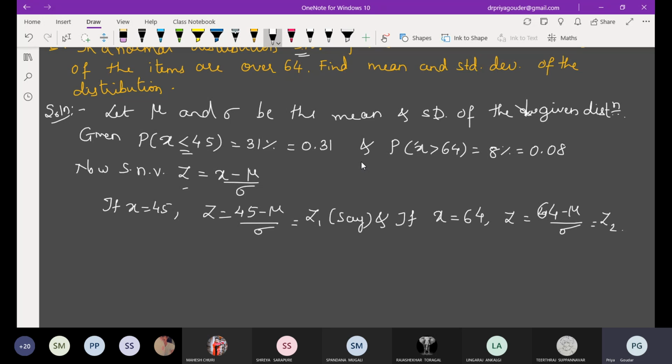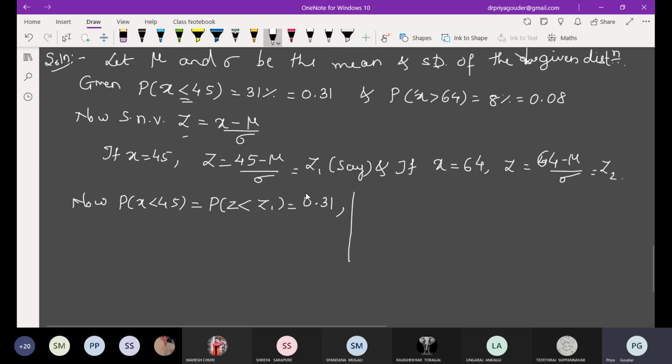Now make use of this given condition. Probability of X less than 45 means probability of Z less than which value? Z1. This value is given as 0.31, correct? Let me solve this part first. Now, you have dealt with so many problems. See, Z1 and Z2 are to be taken as positive only, because if Z1, Z2 are negative also, we have converted them to positive. Take them as positive only.